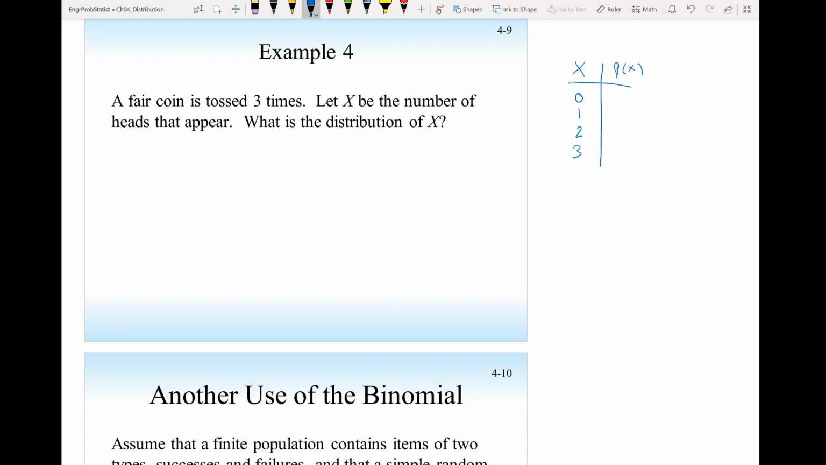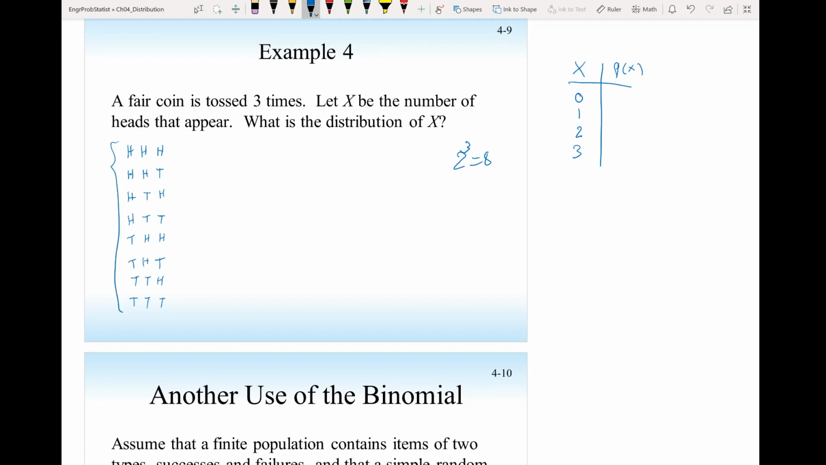For now, it's easy to list all possibilities. So the possibilities are head, head, head; head, head, tail; head, tail, head; head, tail, tail; tail, head, head; tail, head, tail; tail, tail, head; tail, tail, tail. So these are all possibilities. Basically it is 2, since there are only 2 possible outcomes, head or tail, and the number of trials is 3. So that is 8, and that's the number of possible outcomes.